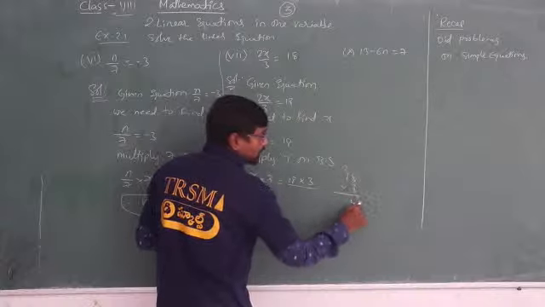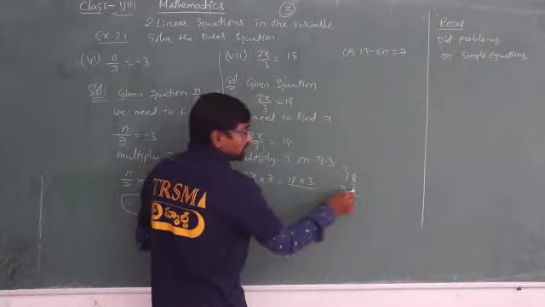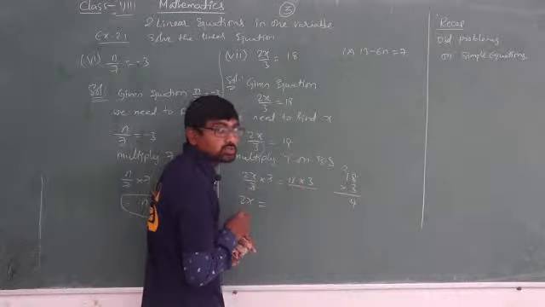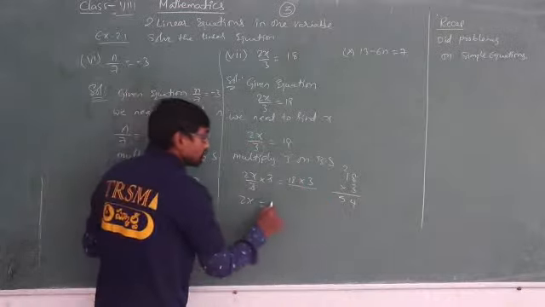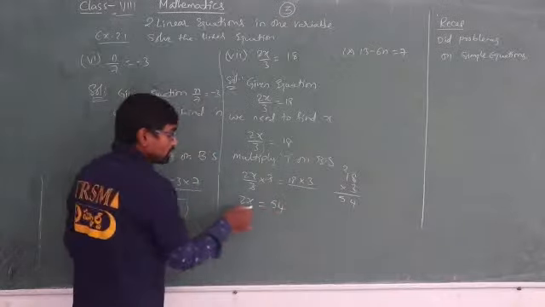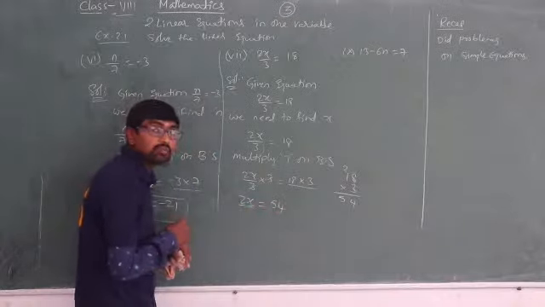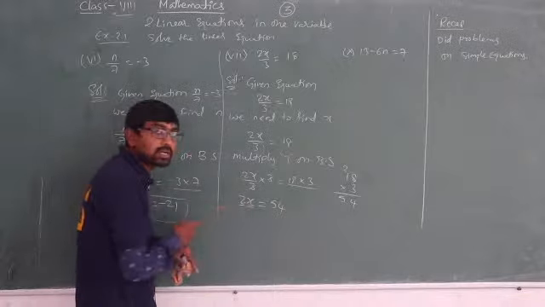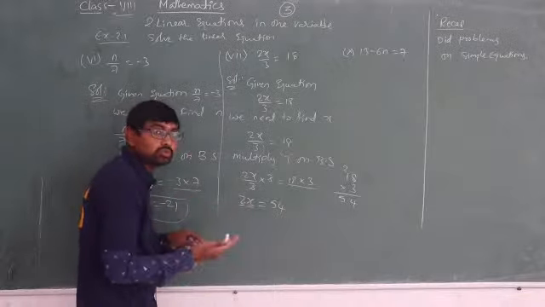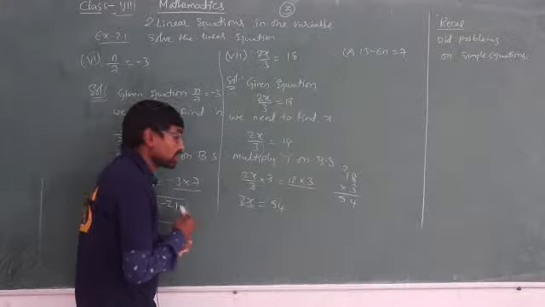3 8s are 24, isn't it? 3 ones are 3, 3 plus 2, 5. So 18 3s are, we will be getting 54. Again, for the variable, we are having 2 in multiplication, isn't it? 2 is multiplied by that variable, so I have to divide that. I have to use the multiplicative inverse of 2.